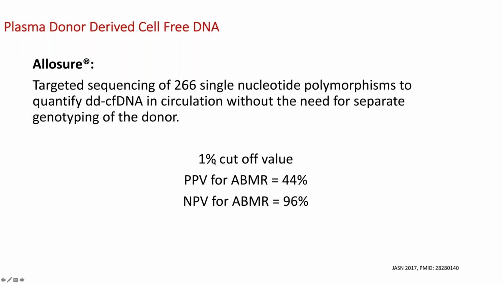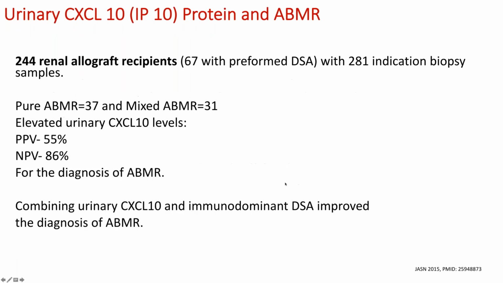And based on a cut point of 1%, this 1% cutoff has a positive predictive value for ABMR diagnosis of 44% and a negative predictive value for ABMR diagnosis of 96%. This was published in JASN last year, which simply says if in the pool of circulating cell-free DNA that I have, the donor-derived component is more than 1%, then my predictive value for ABMR is 44%. So this is the donor-derived cell-free DNA.